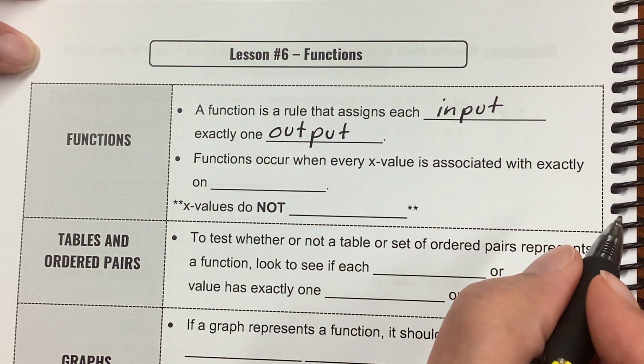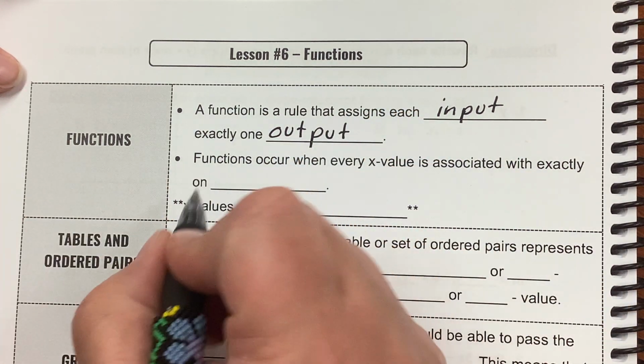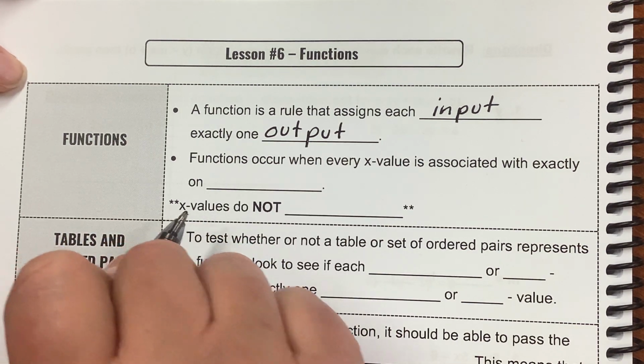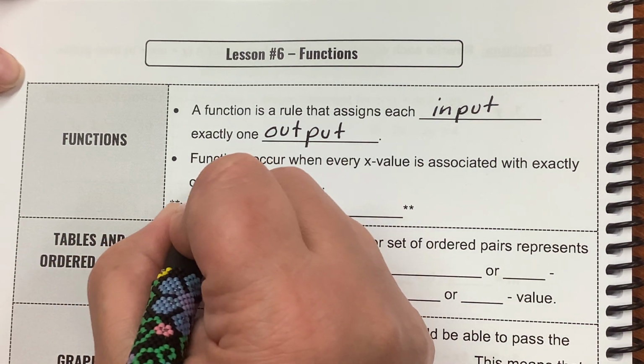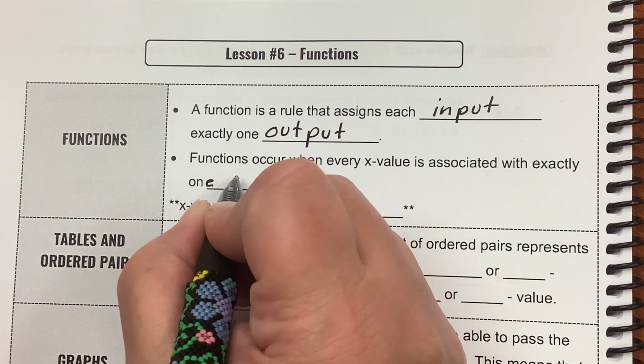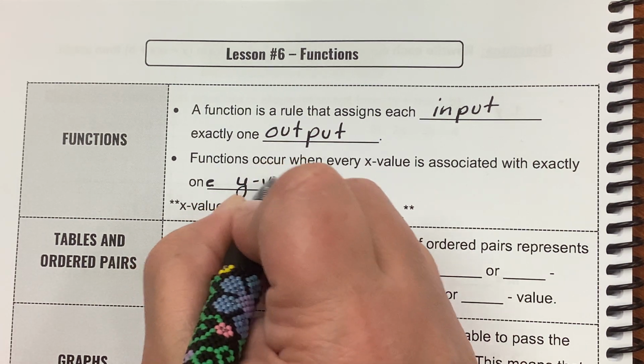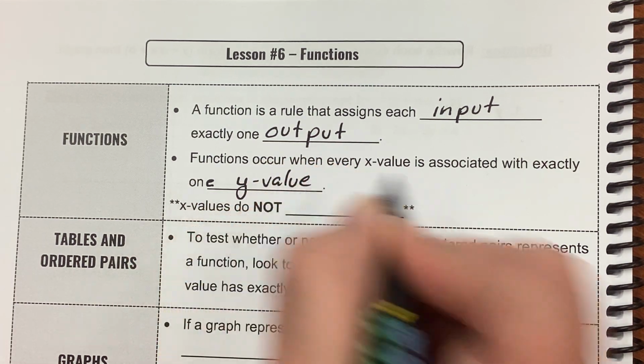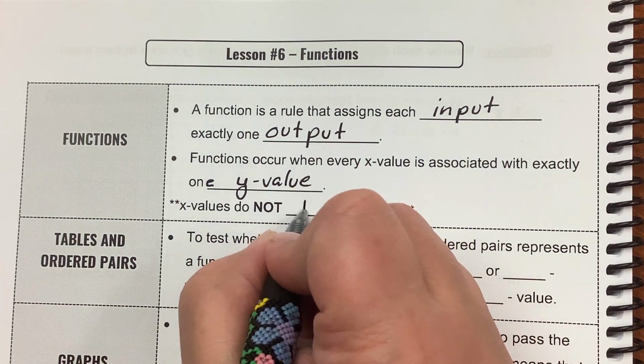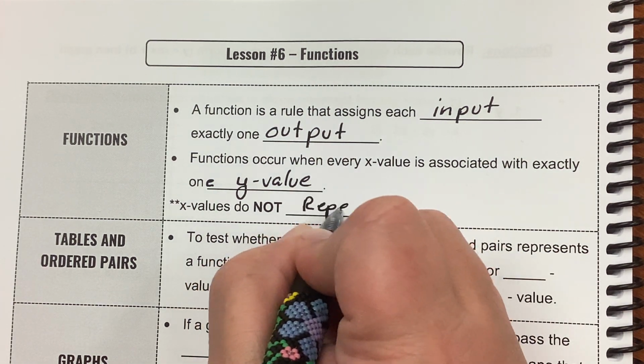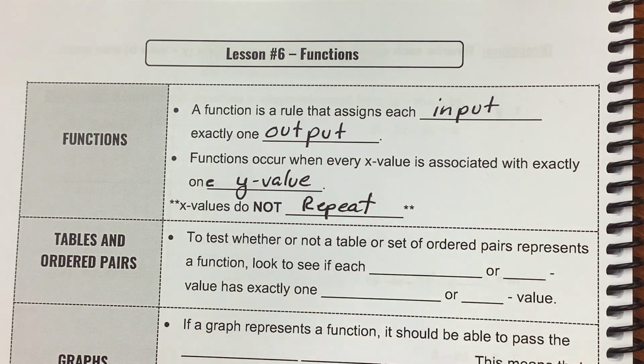Functions occur when every x value is associated with exactly one y value. X values do not repeat, ever. Well, yeah, they do repeat, but if they start repeating, well, guess what? They're not a function anymore.